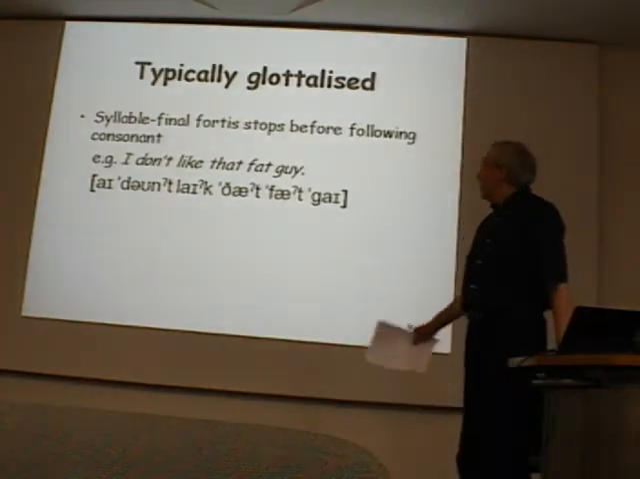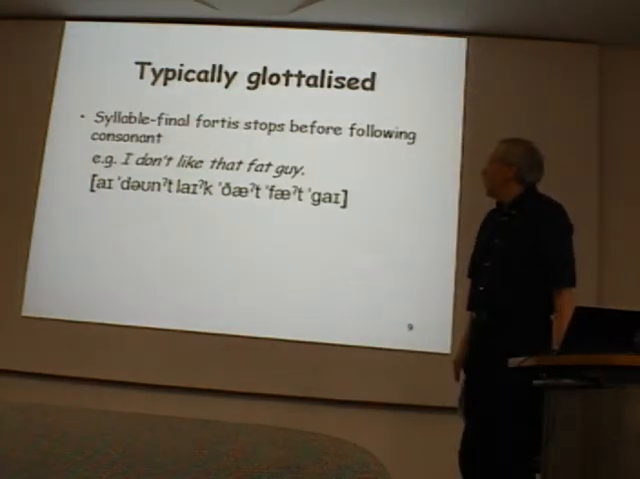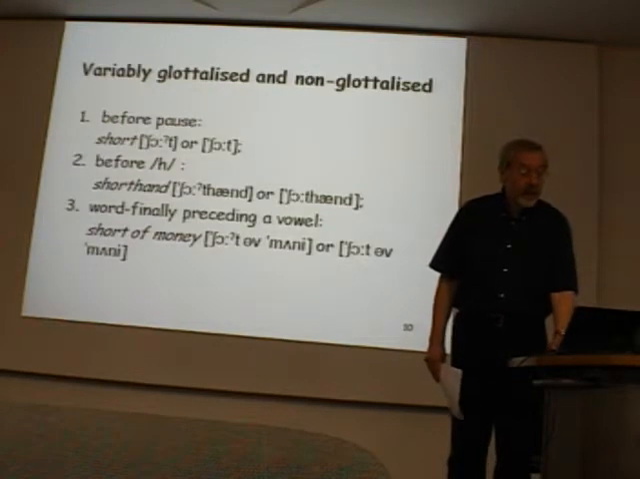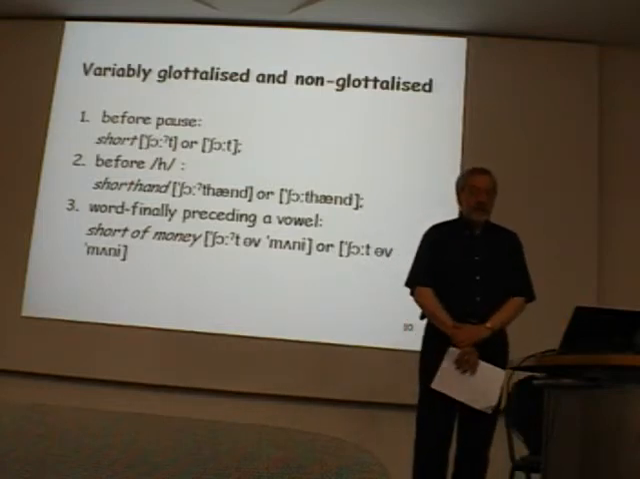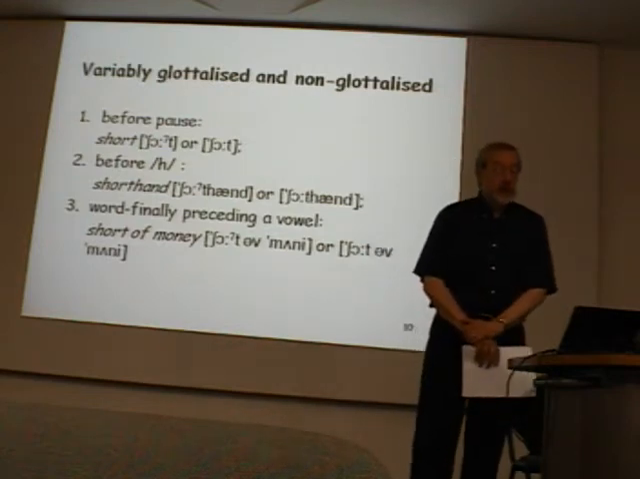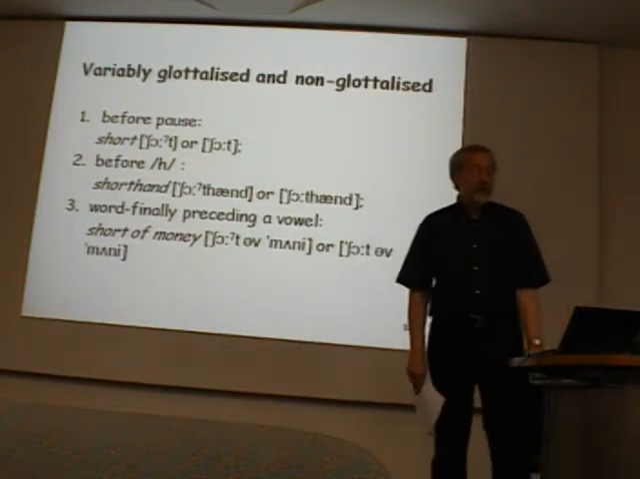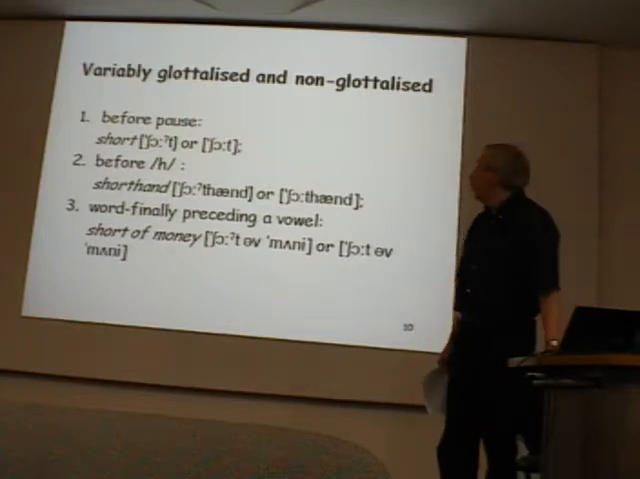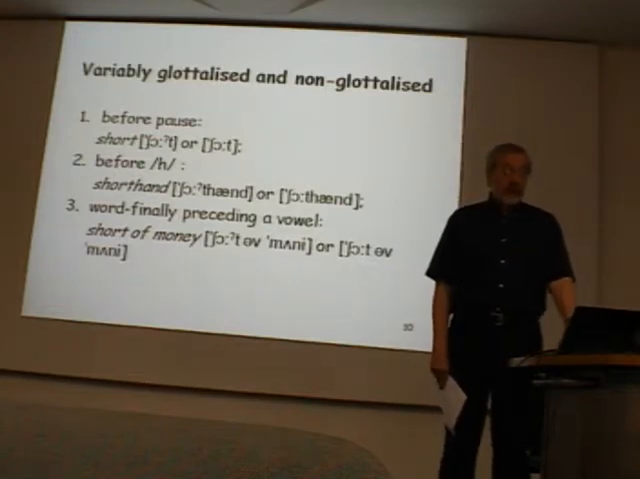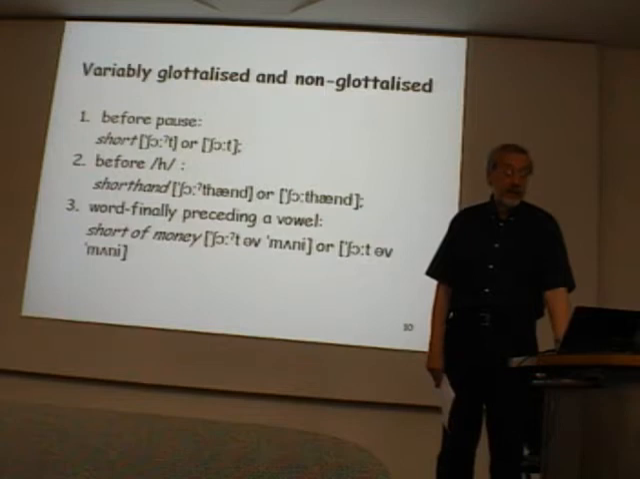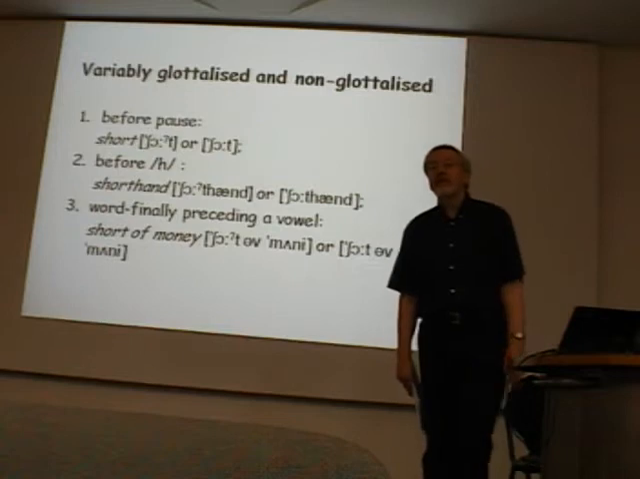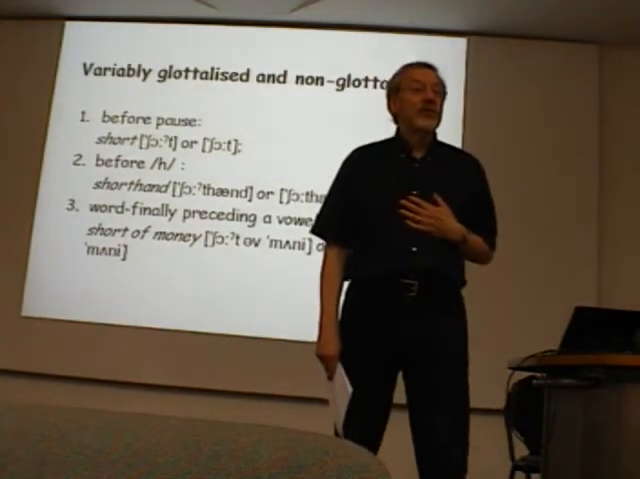But you see here that these are all before these final stop consonants, particularly the final T's. Sometimes you can have variable glottalization and non-glottalization. So, for instance, before a pause, I can say "it's too short", which will be non-glottalized, or "it's too short". Before H, "shorthand" or "shorthand". Word finally before a vowel, "short of money" or "short of money". I find these difficult to say, they're not part of my speech.